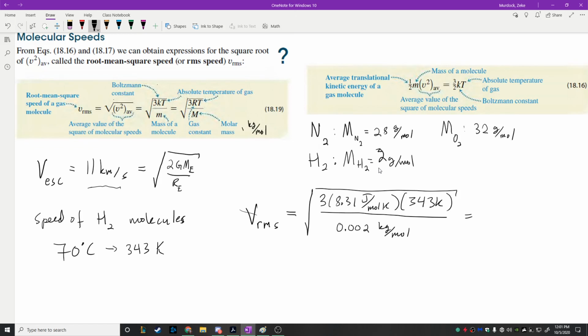Okay, there we go. So it's 3 times 8.31. Can anyone tell me what they get if they do this calculation? What do you get?